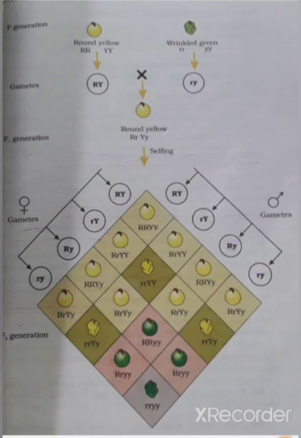These 4 gametes from the females and 4 gametes from males fuse together to form 16 offsprings. This generation is the F2 generation, second filial generation. From this, we can form the phenotypic and genotypic ratio.